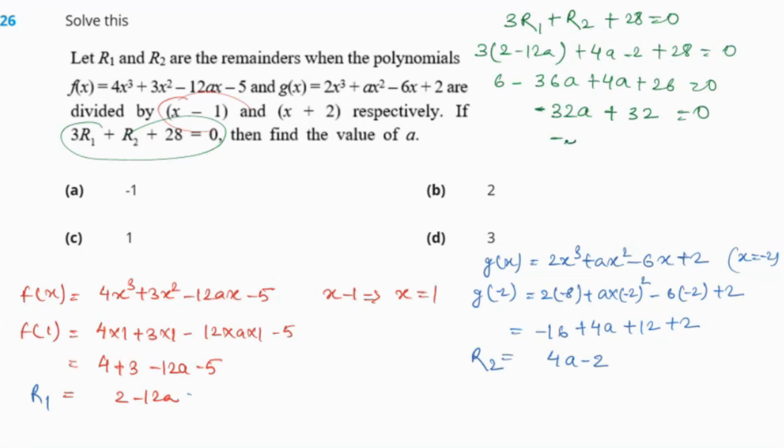So we will be getting minus 32a is equal to minus 32. The minus signs cancel out. The value of a we are going to get as 1. So the value of a needs to be 1, which is option C.